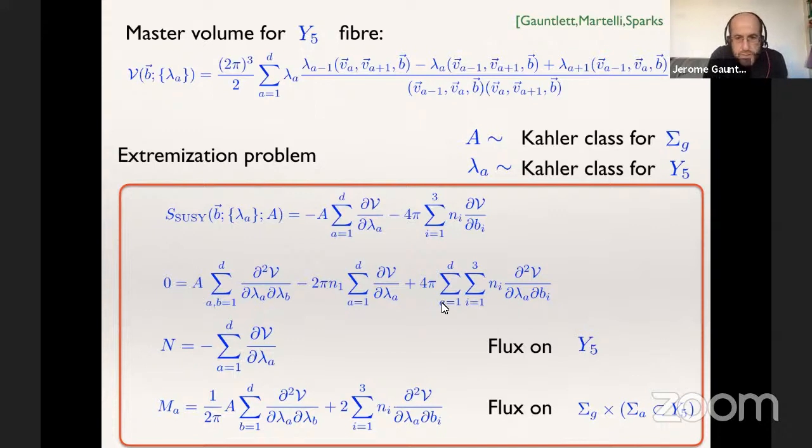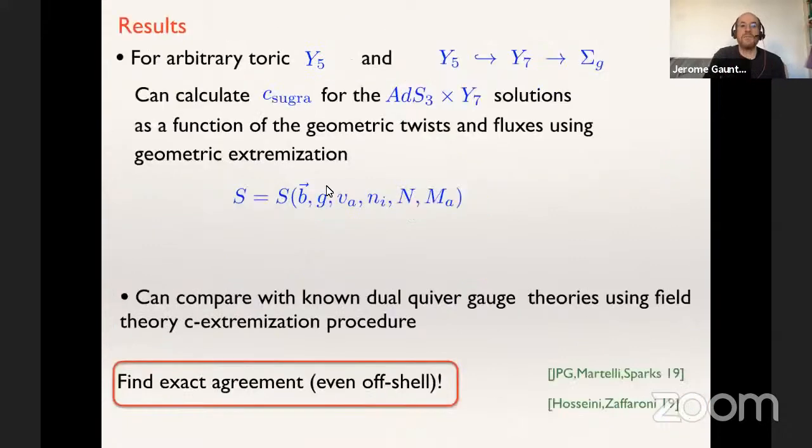And you can solve the constraint equation and these flux quantization conditions to solve for the lambdas and the a's in terms of the n's and the m's, and then the action just becomes a function of b, the choice of R-symmetry Killing vector, the flux n, the flux m, the quantized magnetic fluxes, including the topological twist you switched on, the genus of the Riemann surface you switched on, and the vector v of the toric data.